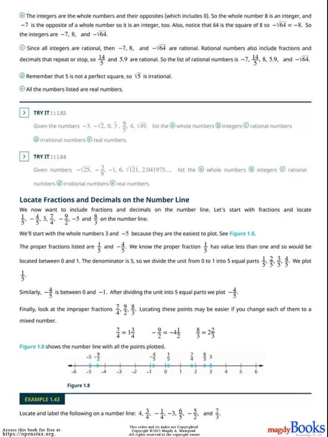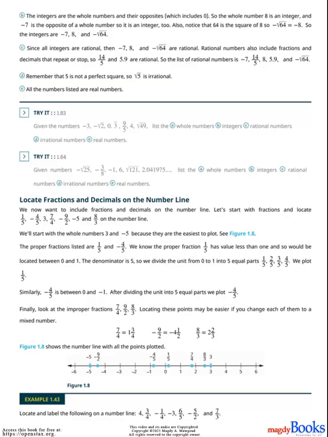See Figure 1.8. The proper fractions listed are 1/5 and -4/5. We know the proper fraction 1/5 has value less than 1 and so would be located between 0 and 1. The denominator is 5, so we divide the unit from 0 to 1 into 5 equal parts: 1/5, 2/5, 3/5, 4/5. We plot 1/5. Similarly, -4/5 is between 0 and -1. After dividing the unit into 5 equal parts, we plot -4/5.